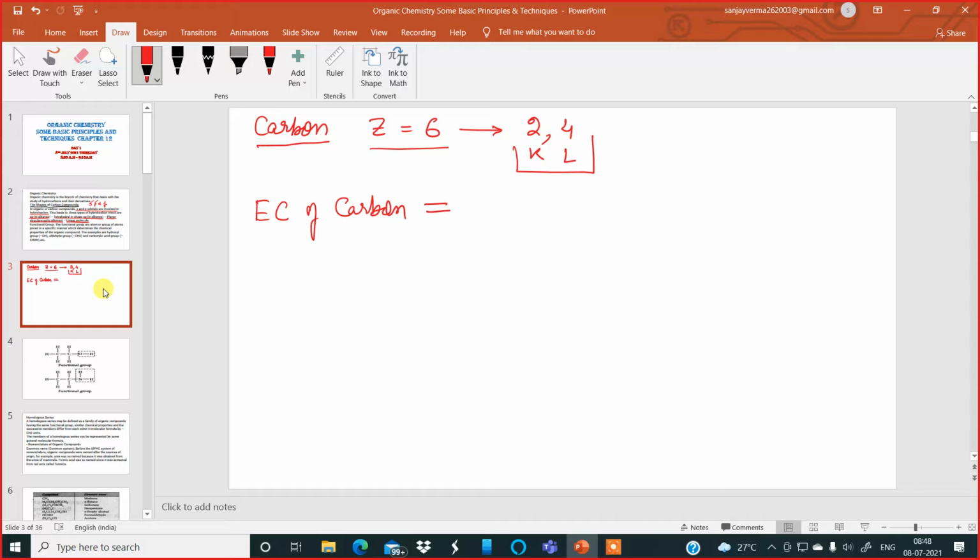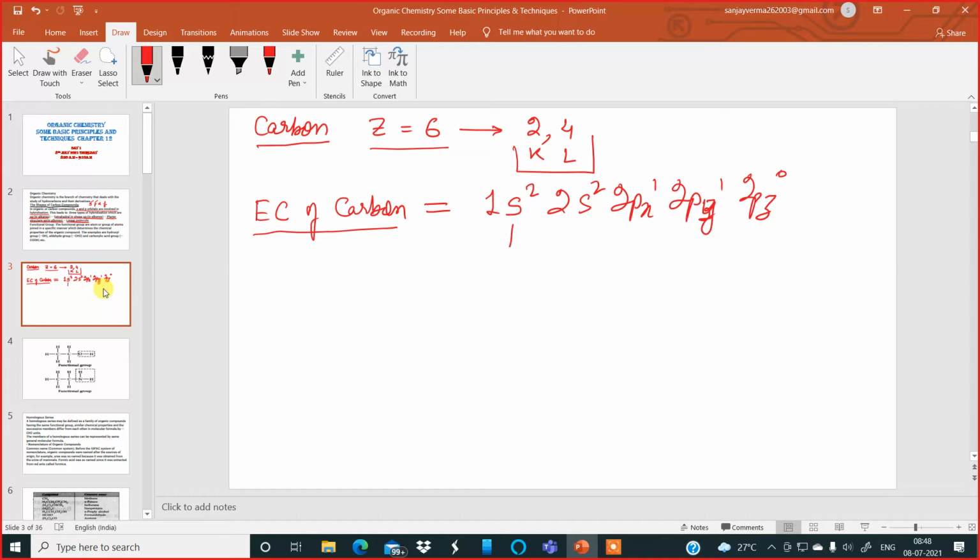Have a look. We write it this way: 1s2, 2s2, 2px1, 2py1, and 2pz0. There is no electron over here. This is the electronic configuration of carbon in the ground state.